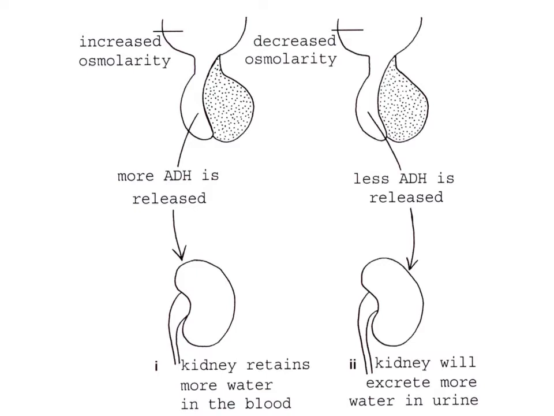So increased osmolarity means less water. That results in more antidiuretic hormone. That results in lower volumes of urine. Therefore, water is retained in the body.